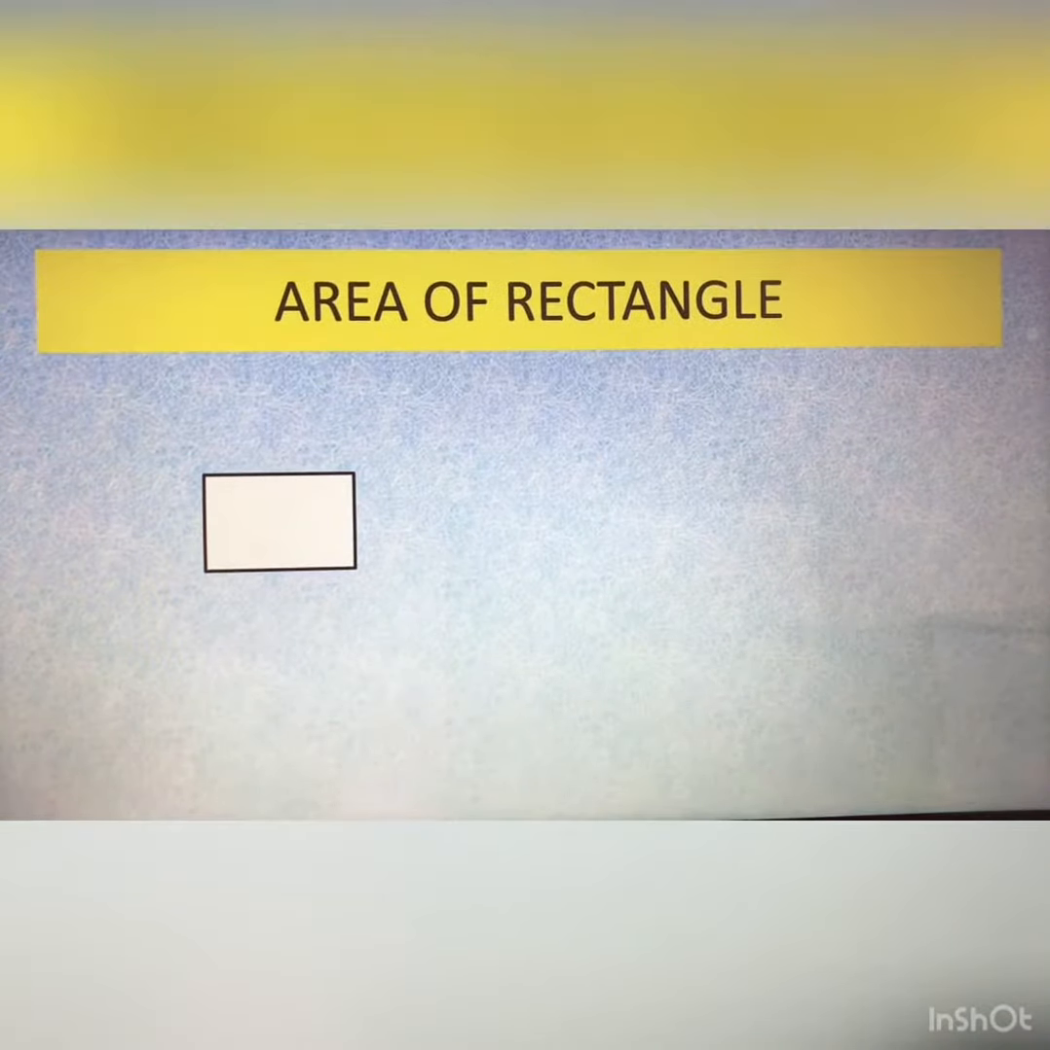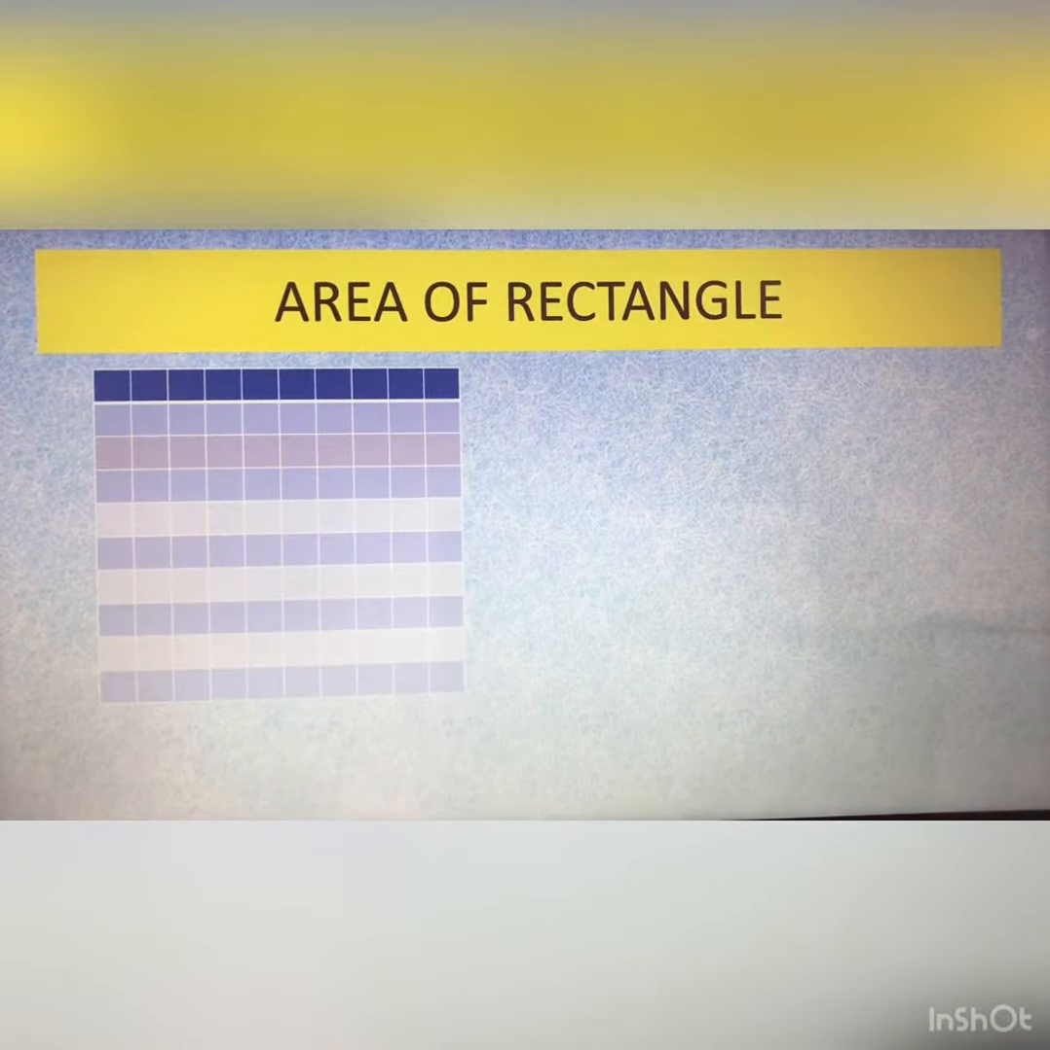So let us try to understand it with an example. So area of rectangle, here you can see that this is a graph paper. Now this is a rectangle. So how many squares are enclosed by this rectangle? You can count here 1, 2, 3, 4. So 4 squares in the length and 1, 2, 3. That is 3 squares in the breadth.